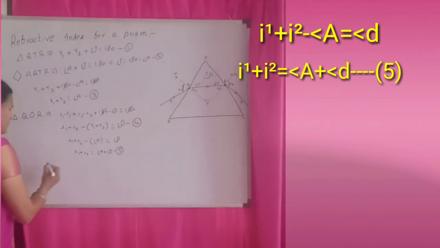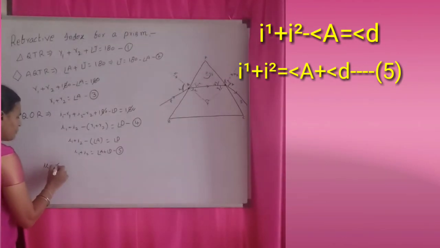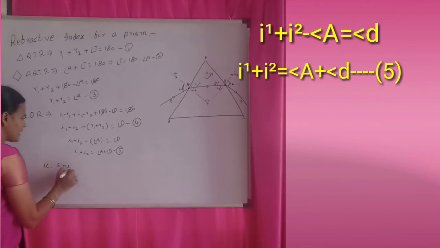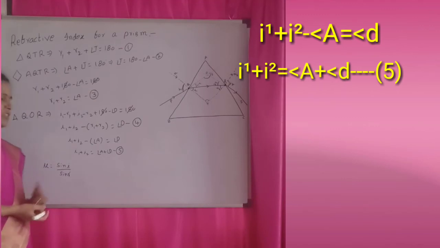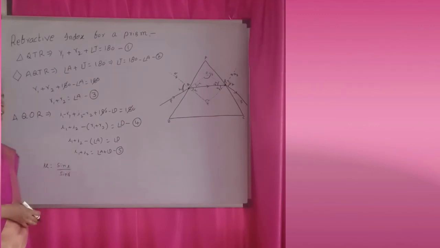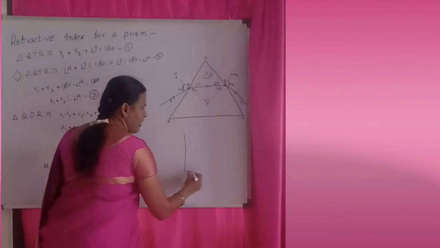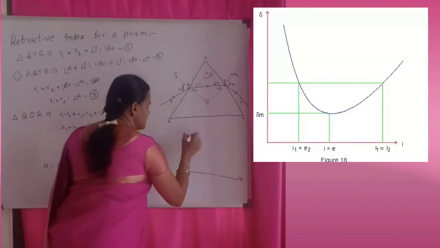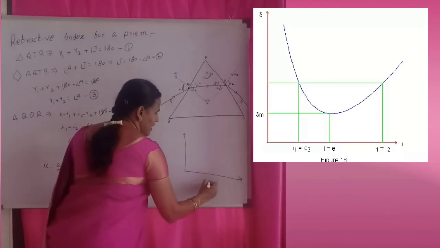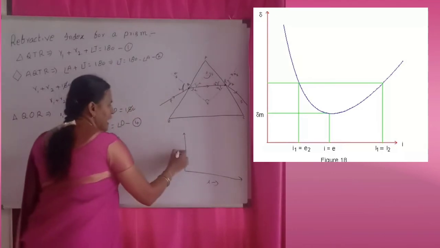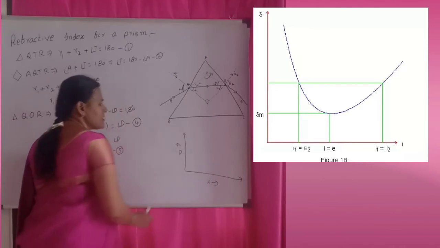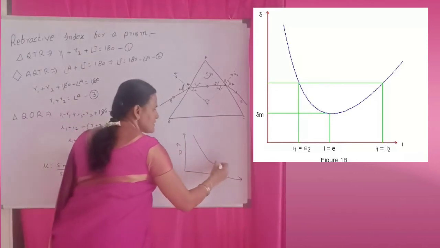So here from Snell's law, what we are observing, mu is equal to sin I by sin R. So if you know the value of I and the value of R, by substituting these two values we will get the final value of the refractive index. So for this equation you have to observe one graph. On the x-axis I am taking the incidence values, and deviation values on the y-axis. We will get a graph like this.